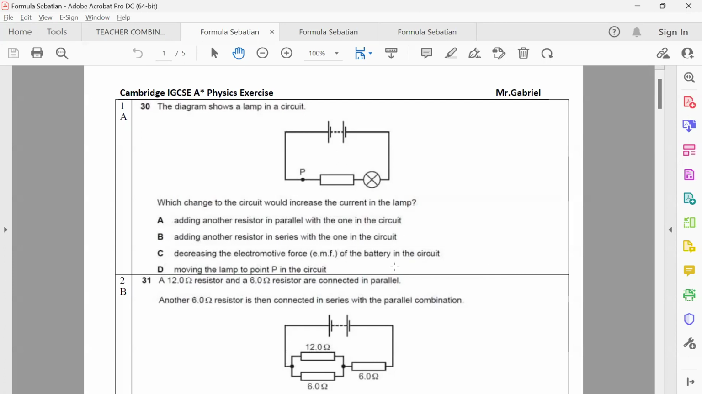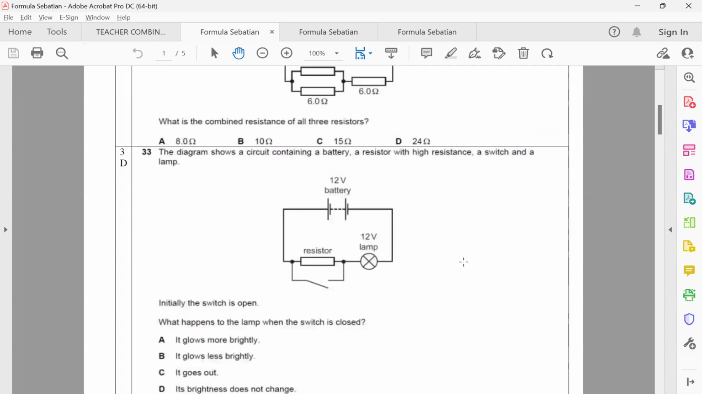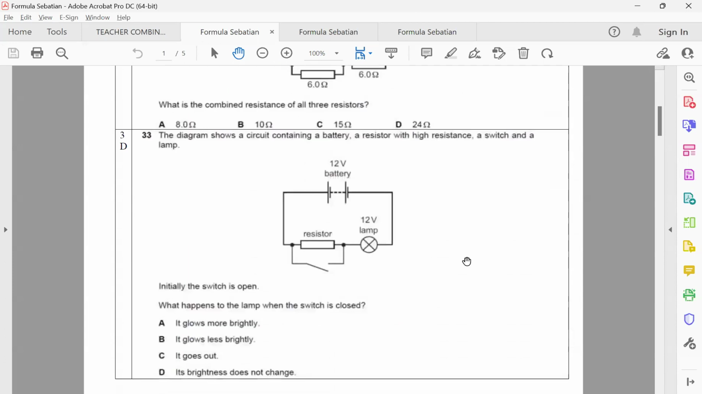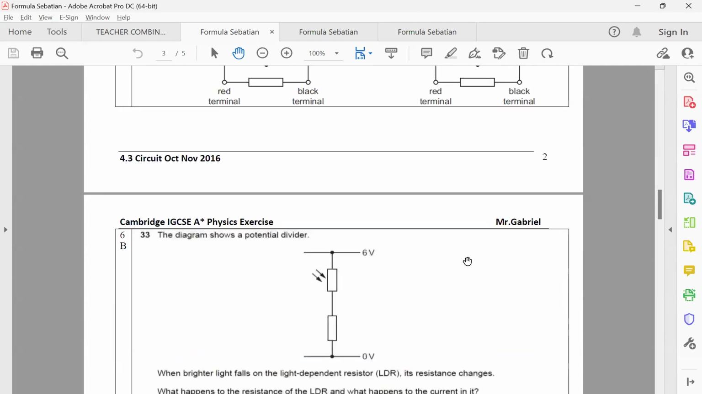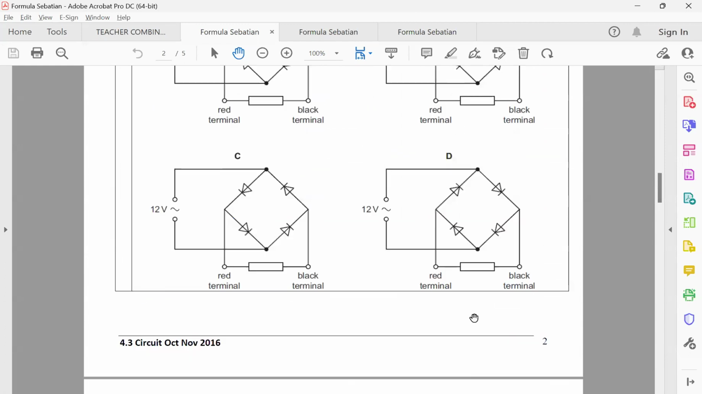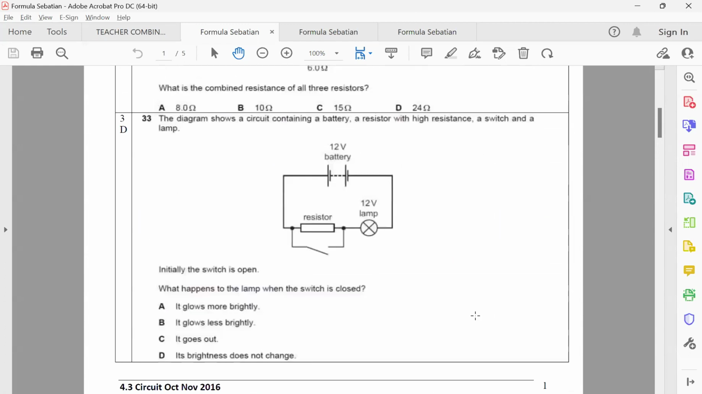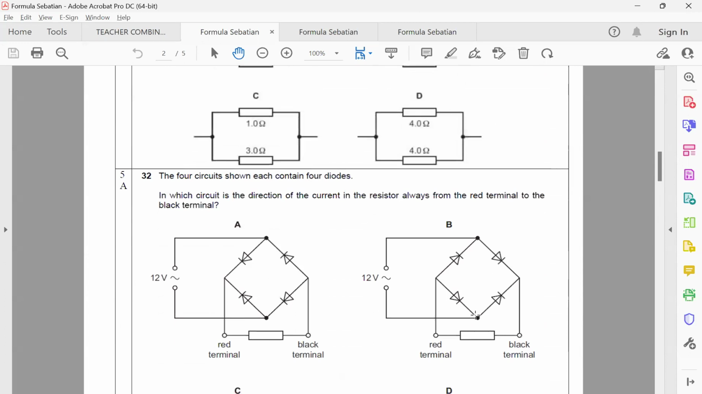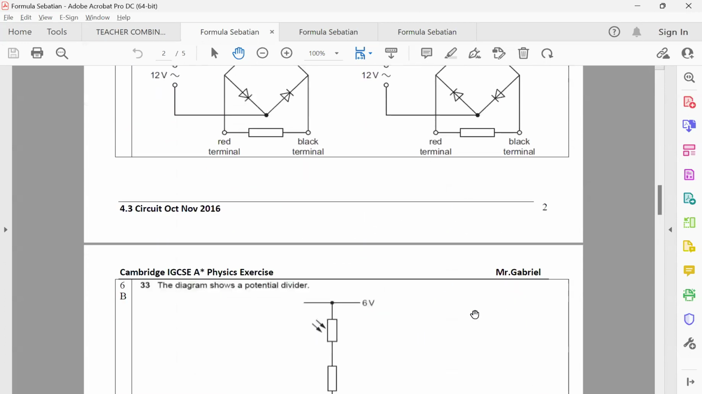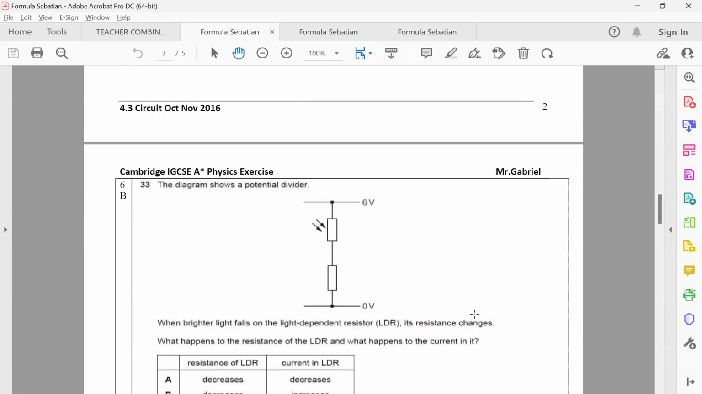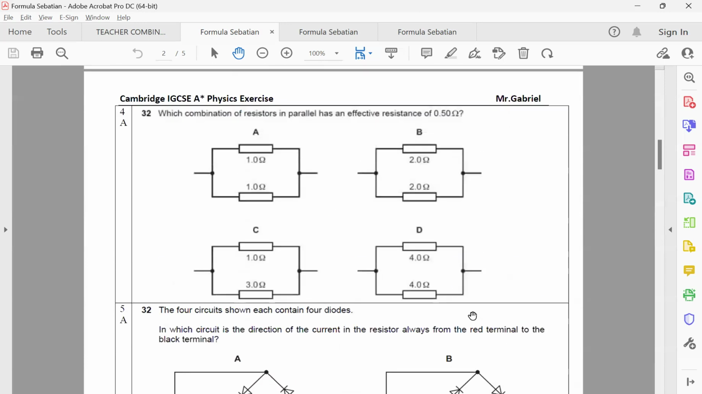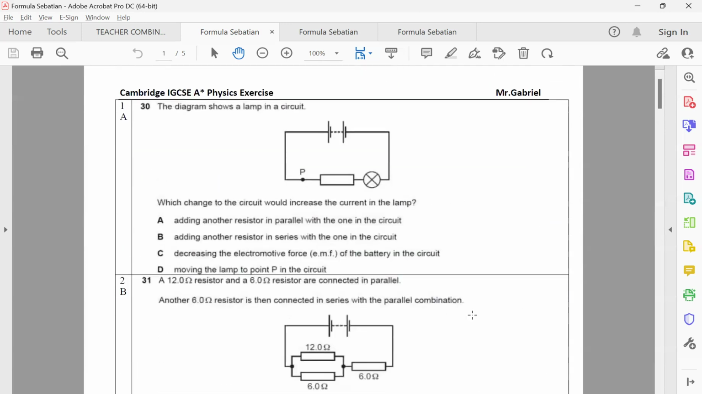Question number 1A. Question number 2, B. Question 3, D. Question 4A, 5A, and 6, B. Wait, 3 is what? Question number 3 was D. 4A, 5A, 6, B. Okay, before we proceed, anyone has any questions or not for the first 6 questions?